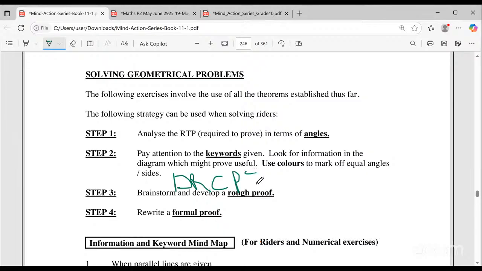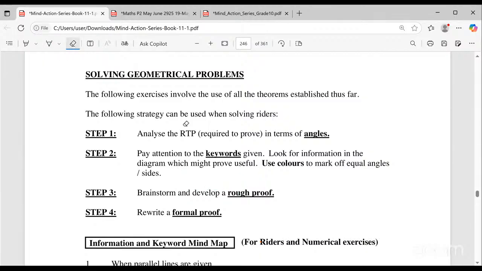DRCPT. Let me start with the whole step. We are here on step 2. We are saying pay attention to the keywords given. Look out for the information that you are given using those keywords, and work out something using that information. You can use colors, you can use pencil, you can use the most important technique, DRCPT, Dr. Cape Town.